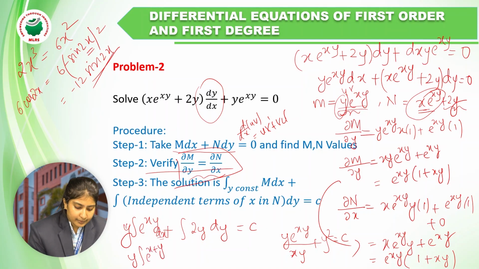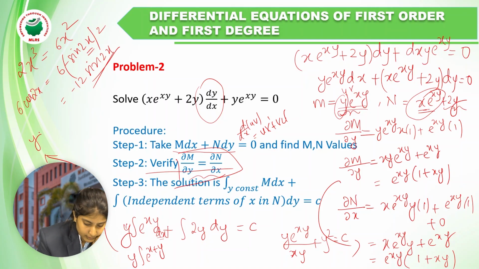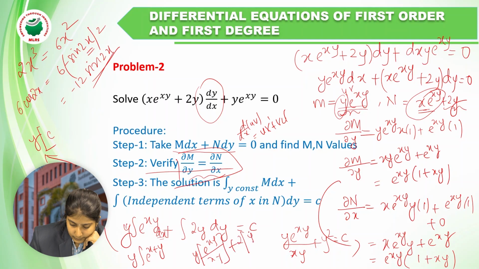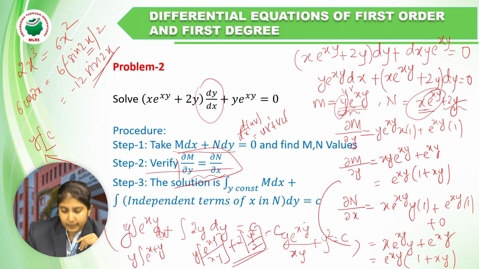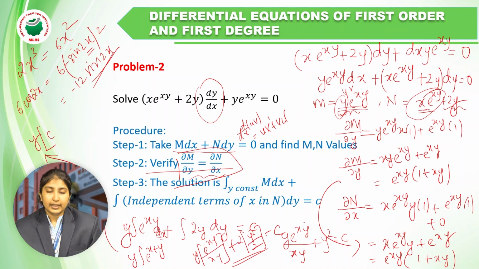So what I can do here, y into e power y, I'm taking out. Right? So I'm ending up with the solution y into e power xy by xy plus 2 into y square by 2 is equal to c. So there we have ended up with the solution of the given differential equation.